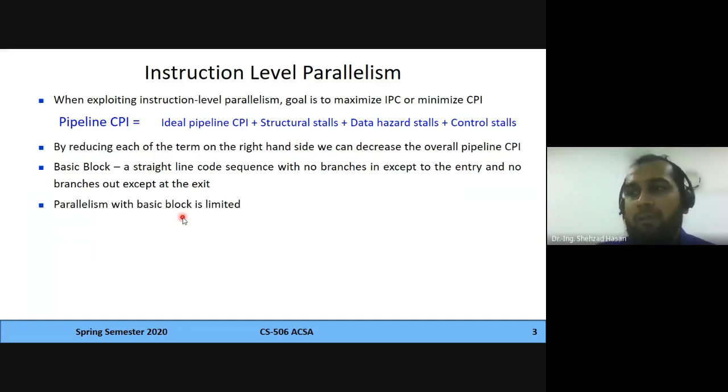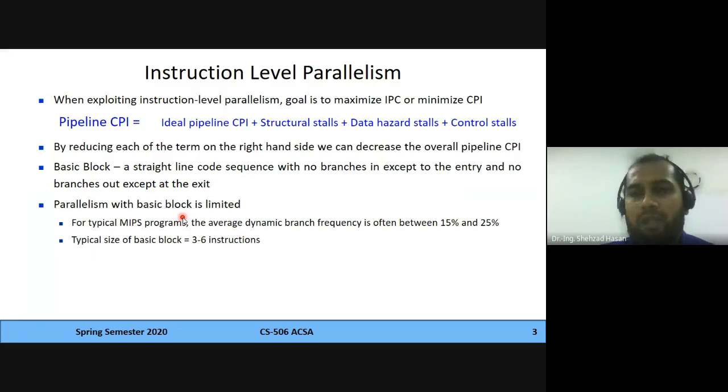So we talk about a basic block, which is a block without any branch instruction. We see that a basic block is a very small block, typically consisting of, on average, 3 to 6 instructions.